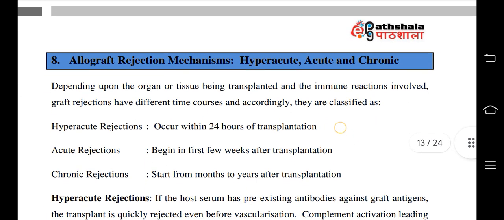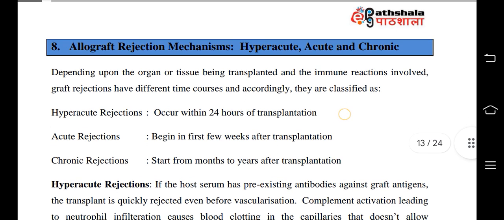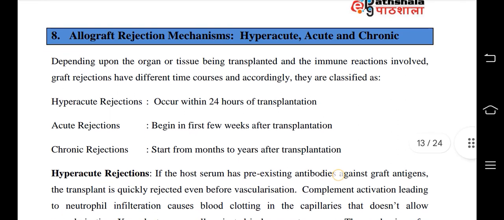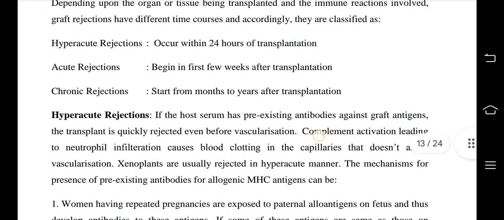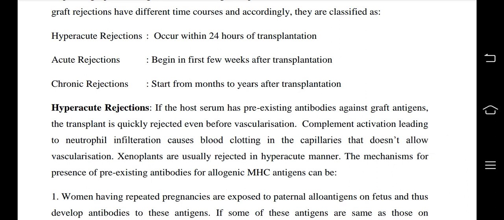Allograft rejection mechanisms: hyperacute, acute and chronic. Depending upon the organ or tissue being transplanted and the immune reactions involved, graft rejections have different time courses, and accordingly they are classified. Hyperacute rejection occurs within 24 hours of transplantation. Acute rejection begins in the first few weeks after transplantation, then chronic rejection starts from months to years after transplantation.